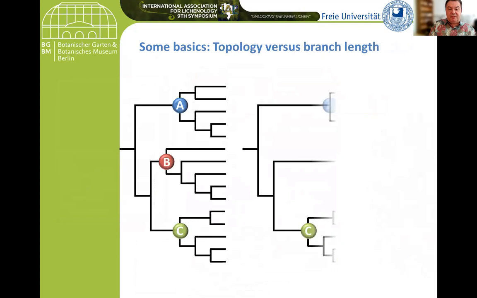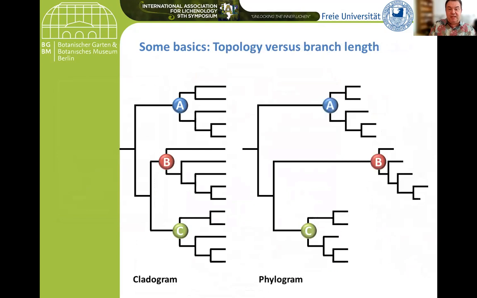Another important aspect when you look at trees is topology versus branch length. Topology only tells you one thing in the tree. So if you look at a cladogram, you see how things are related to each other. But if you look at the phylogram, the branch length, especially branch length, stem branches versus in-group branches, or within clade branches, is a very important feature to assess how you would translate phylogeny into a classification.